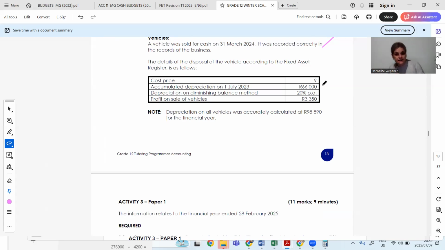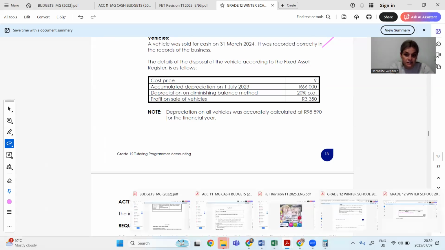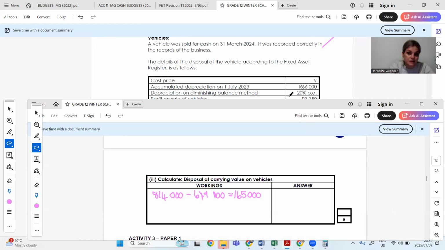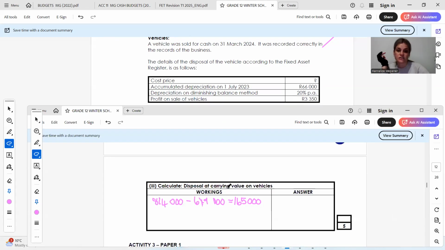That means that I can calculate my accumulated depreciation on the date of sale. And that's the missing part here. So that's the key information that we need to be able to now finish this calculation on the carrying value.